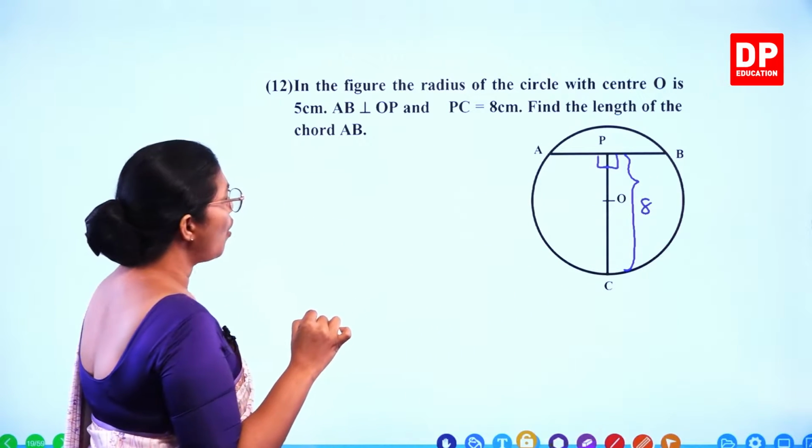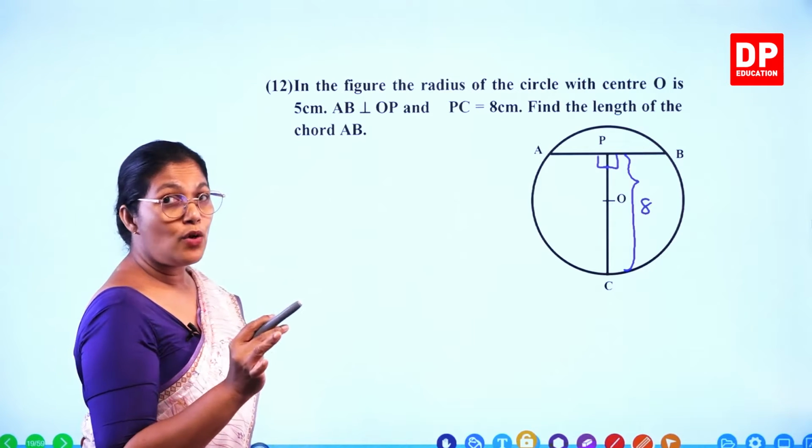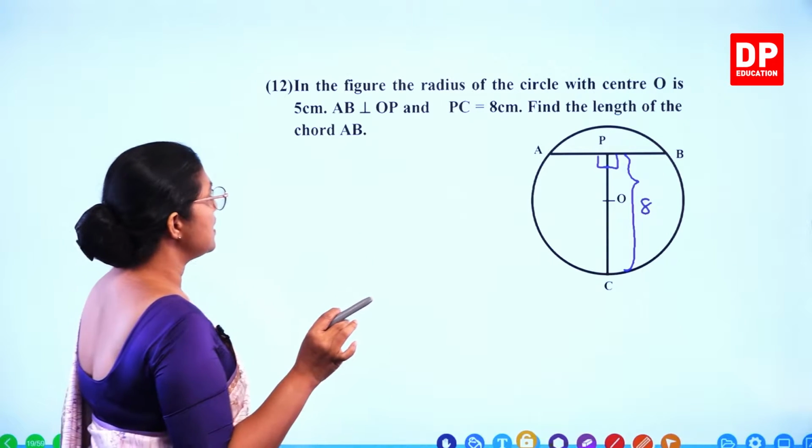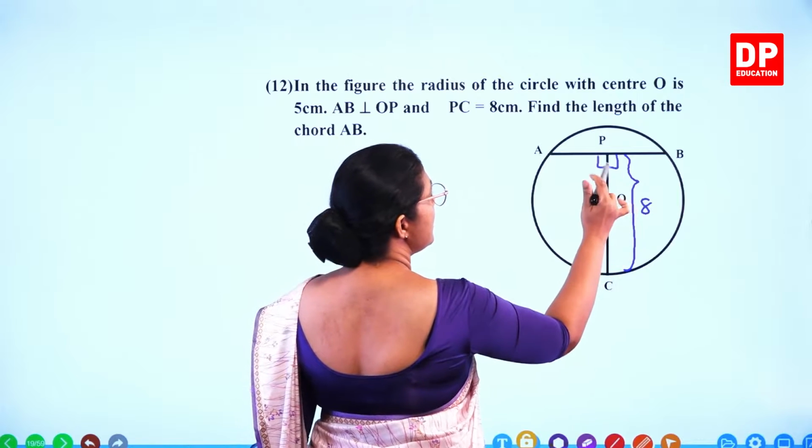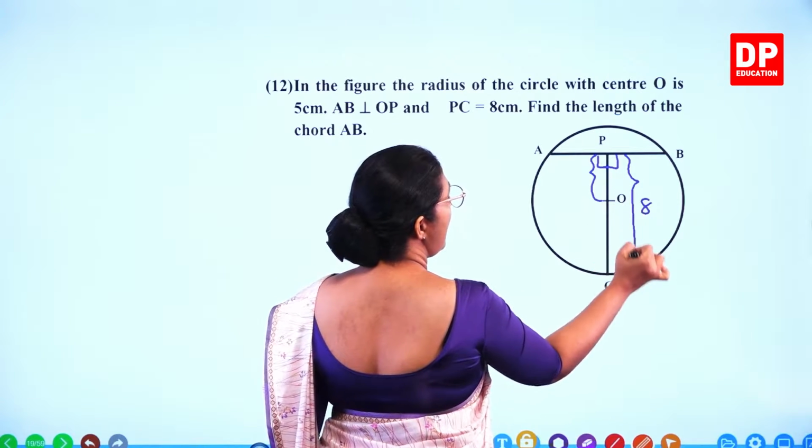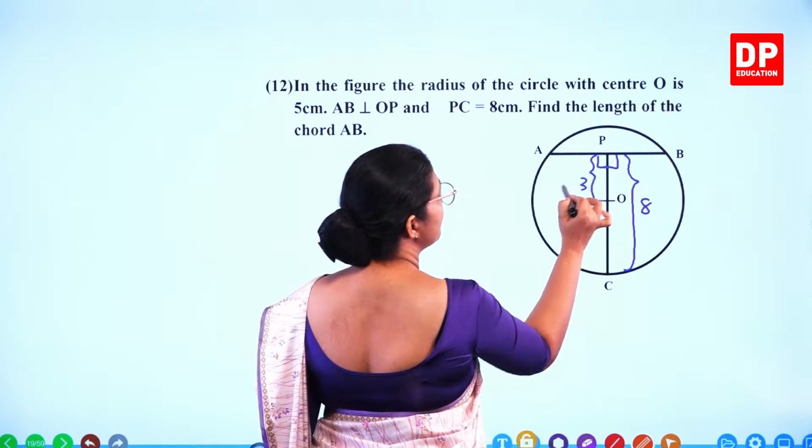Find the length of the chord AB. Now we know the radius is 5 centimeters. So if you subtract the radius, what is this height? 8 minus 5, that's 3.